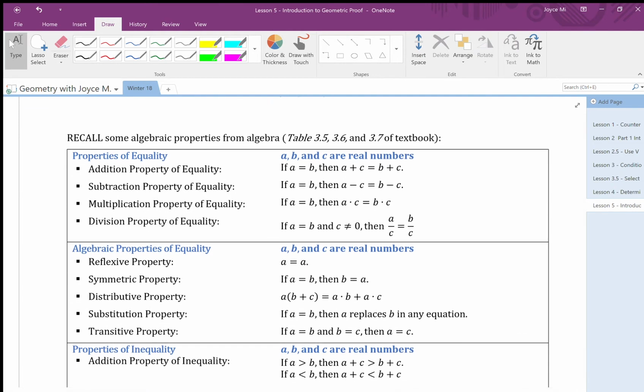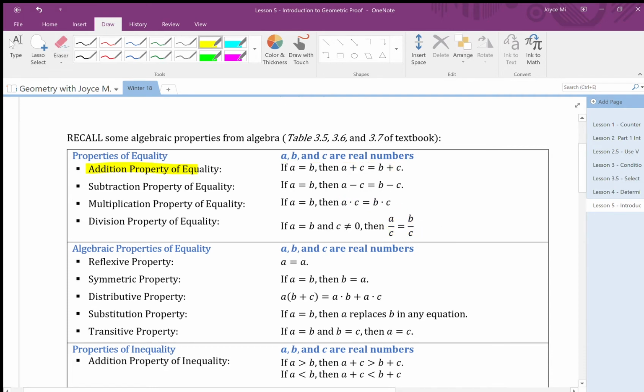The first one is the properties of equality. If I have an equation, I can add a number to both sides, subtract, multiply, or divide a number on both sides of the equation, and the equation still holds true. When I add a number to both sides, we call it the addition property of equality. If I subtract, it's the subtraction property of equality; multiply, the multiplication property of equality. And when I divide, I just need to make sure I don't divide by 0, which is called the division property of equality. So this is for the algebraic properties of equality.